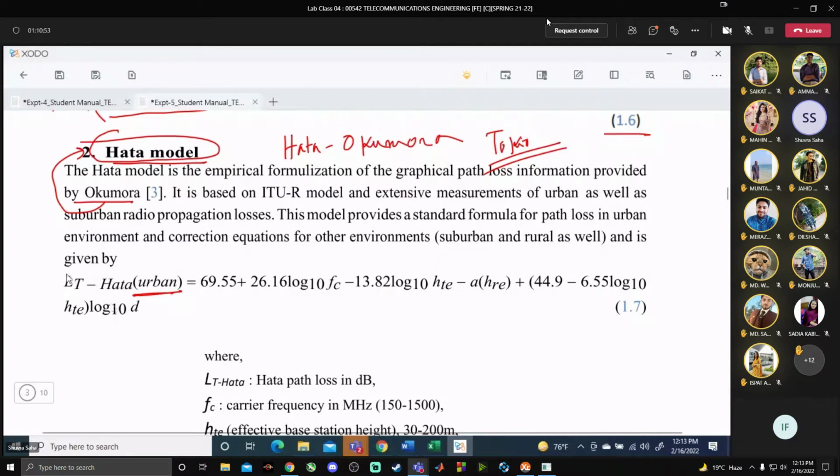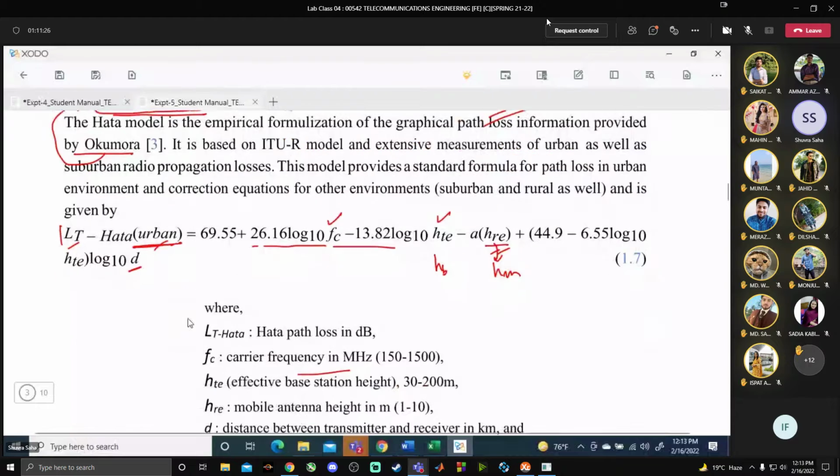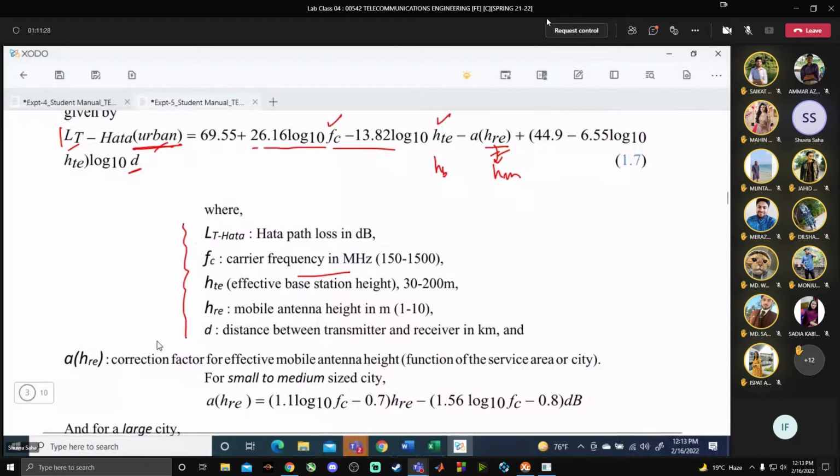Okay, so L_T Hata, path loss Hata for urban area, is this. You can see all the path loss variables here. The frequency, carrier frequency f_c. h_te is actually the base station height. So in the previous model it was h_b, same thing, base station antenna height. This is h_re, the receiver antenna height, that means your mobile station antenna height. And you can also see the distance between the base station and the mobile antenna. So these are also defined here. The names are given there.